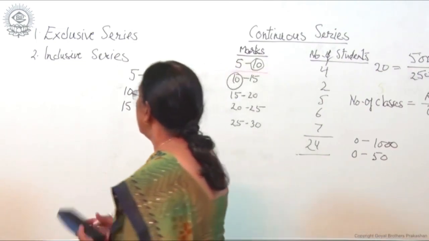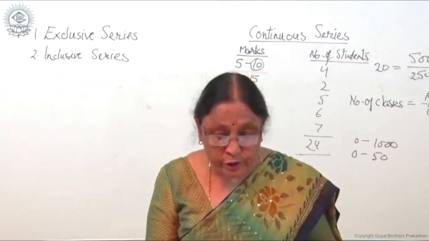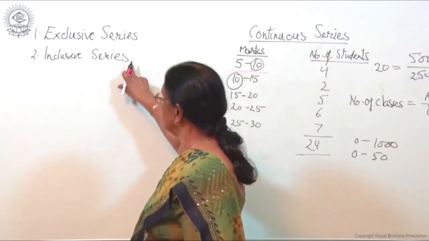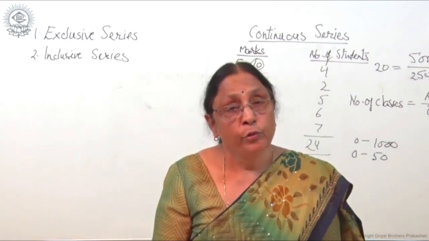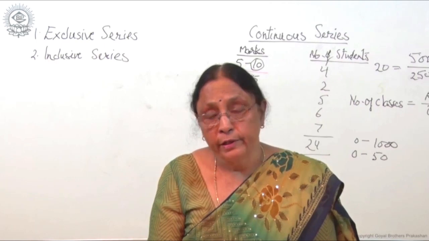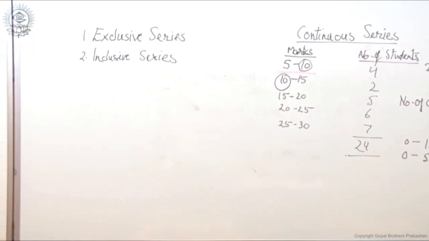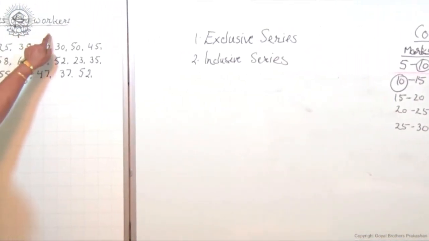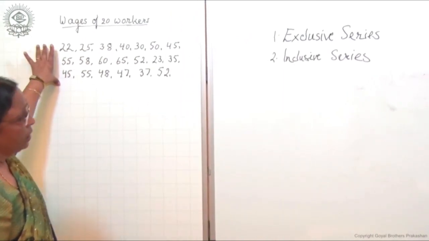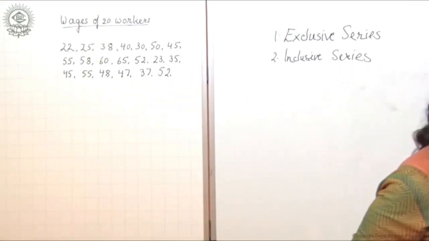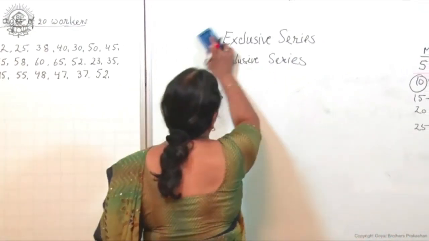Okay, now after understanding this, we will see how to convert the inclusive series into exclusive series. As I told you, I gave the example here of inclusive series and exclusive series. Now how to convert the inclusive into exclusive? Sometimes we need to convert it. Now let us see how. Here we have taken another example, that is, we take the wages of 20 workers in a particular locality. Now these are suppose the wages. First we will make the inclusive series and then we convert the inclusive series into exclusive series. Now let us see how.